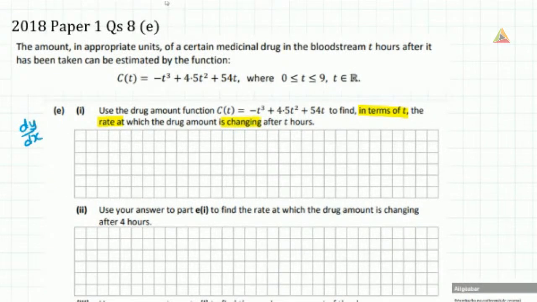So we're going to see the rate at which the drug is changing. So that is telling me to find C dash of t. So we're going to differentiate with respect to t. So again, we're going to pick out our powers. We have a cube, we have a square, and I'm going to put a 1 on this t because there isn't one on it yet. And we're going to bring the power to the front and reduce the power by 1. So when the power comes to the front, it becomes a multiply, and we reduce the power by 1.